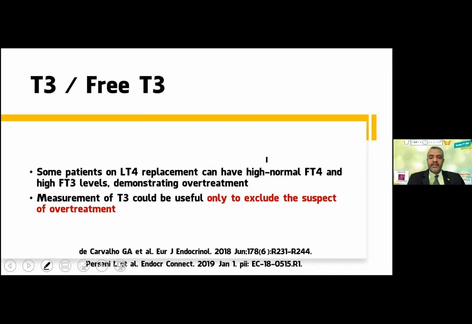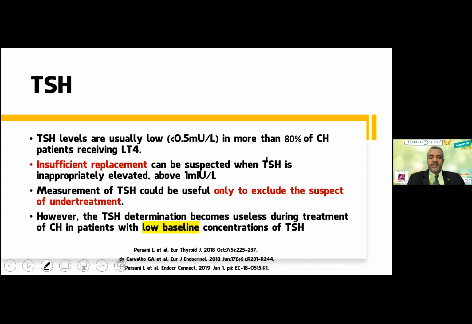On replacement, you would find TSH level to be less than 0.5 milli international unit per liter. In patients who have inappropriate elevated TSH above 1 milli international unit per liter. So actually, measurement of TSH in a patient with central hypothyroidism is useful only to exclude the suspected case of undertreatment. And definitely, this will not be useful in patients who have suppressed TSH at the time of their diagnosis.